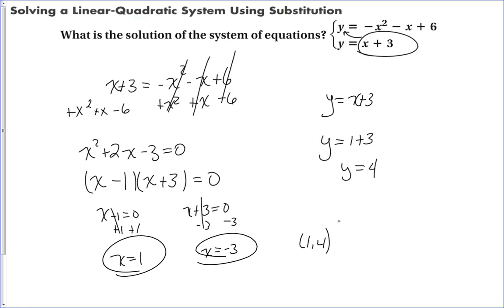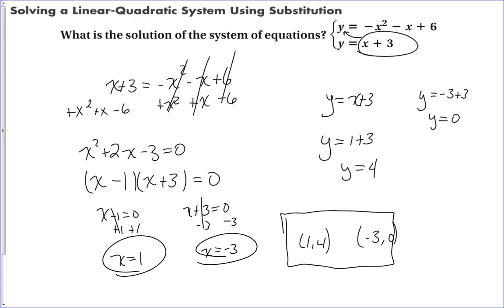Now let's plug in the -3. So you have y equals -3 plus 3, which is y equals 0. So our second solution point, our x value is -3 and our y value is 0. So that is your answer, 1 comma 4 and -3 comma 0. Those are the two solutions that solve this system.